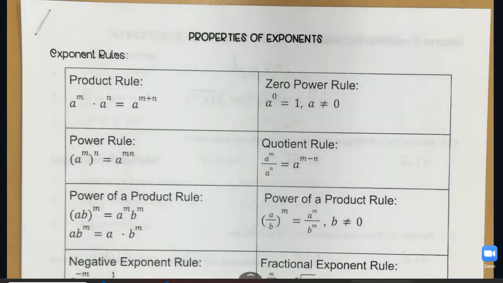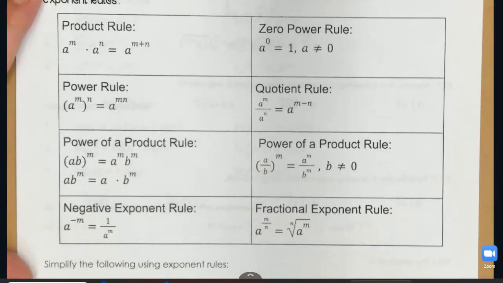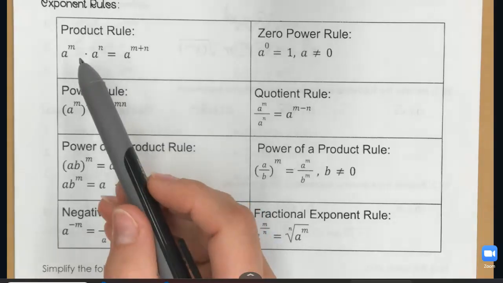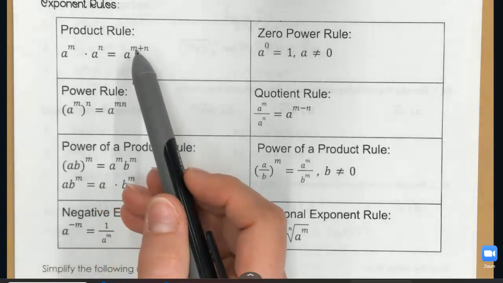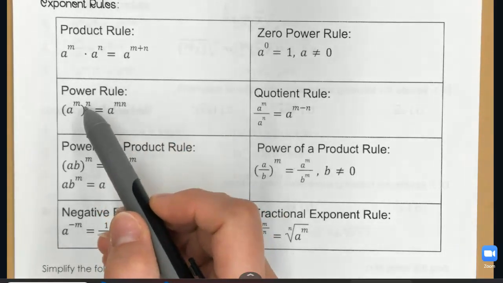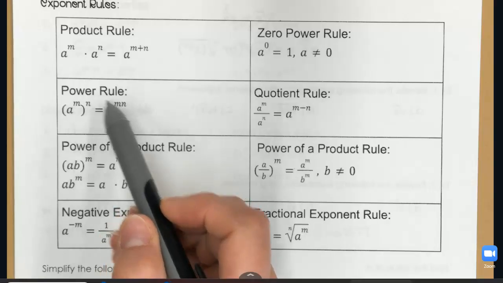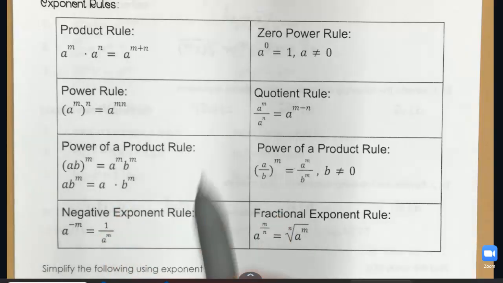All right, it's another exciting day in Algebra 2. Today we're going to look at properties of exponents and logarithms, starting with exponents. Quick review, your product rule. When you're multiplying like terms, you can add their exponents. A power rule, if you are raising a power to another power, you multiply those exponents.